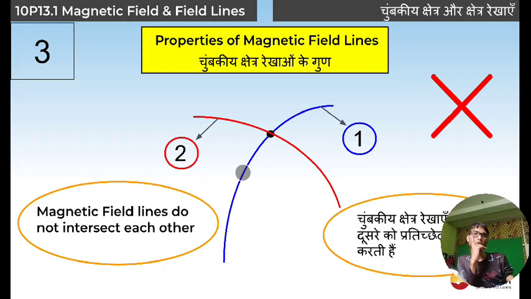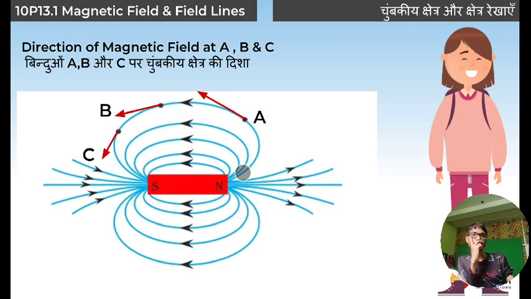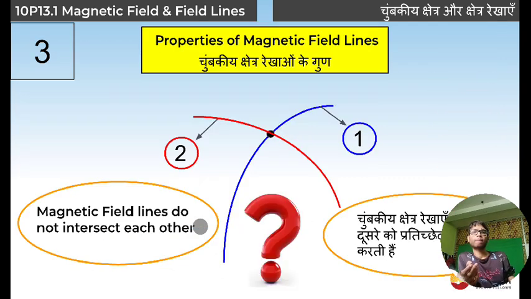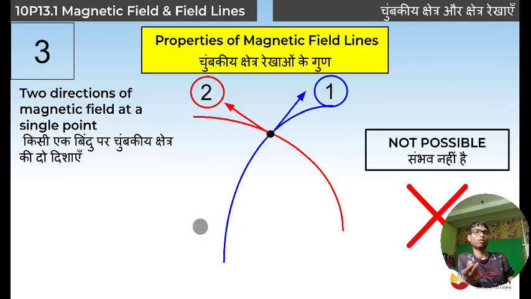Magnetic field lines do not intersect each other. We can see that no lines are intersecting each other. You will not be able to see an intersection of magnetic field lines. Yes, this is the third property. It is not possible to have two directions of magnetic field at a single point.